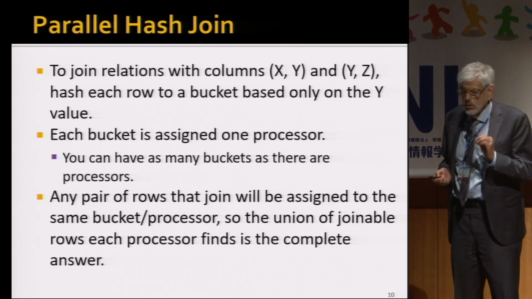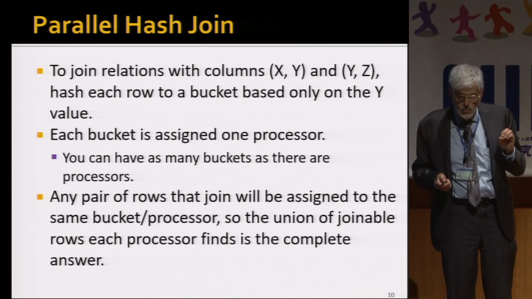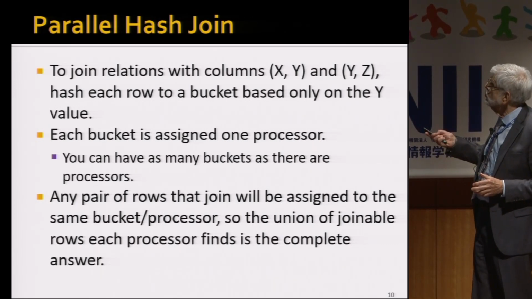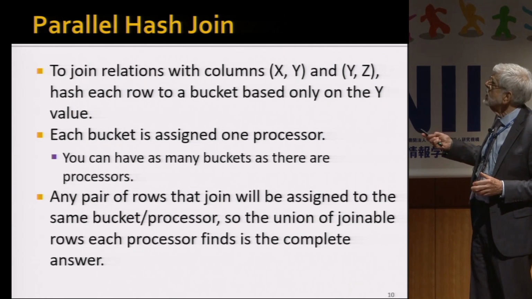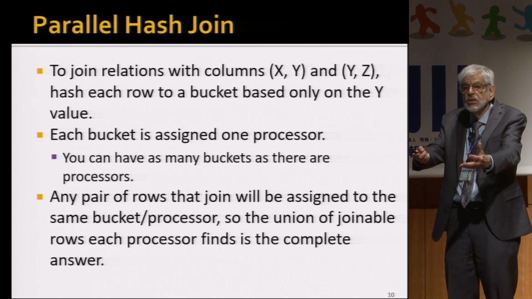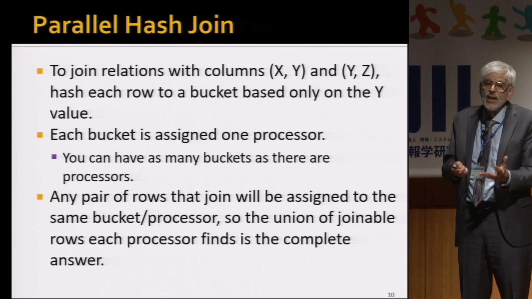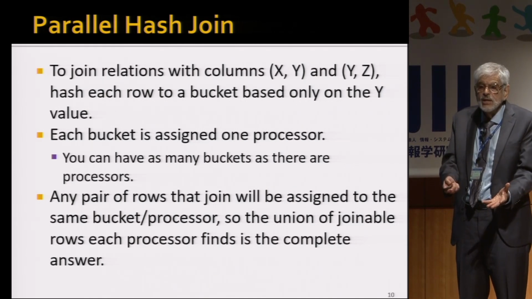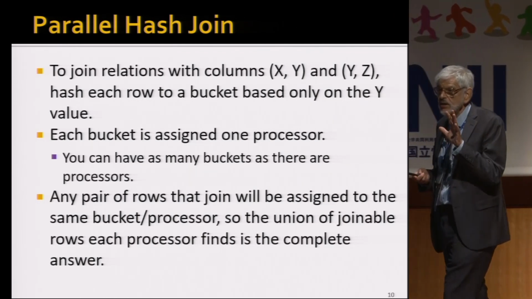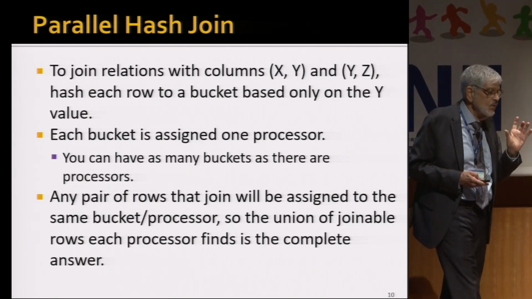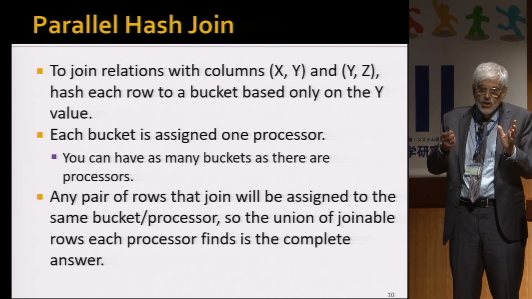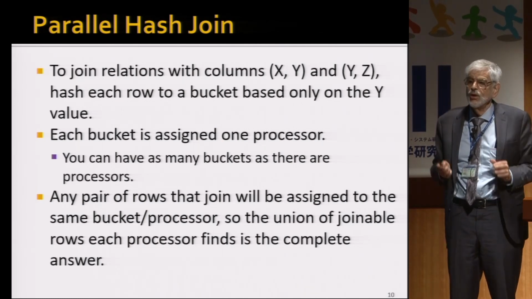Okay, and the nice thing about this process is, in order for an xy row to join with a yz row, they have to have the same y value, obviously. And if they have the same y value, since you're throwing things into buckets based on the y value, you know they'll wind up at the same bucket, and therefore they will be processed together. And so we will find every pair of rows, one from each relation, that join. And you don't have to look at every possible pair of rows.